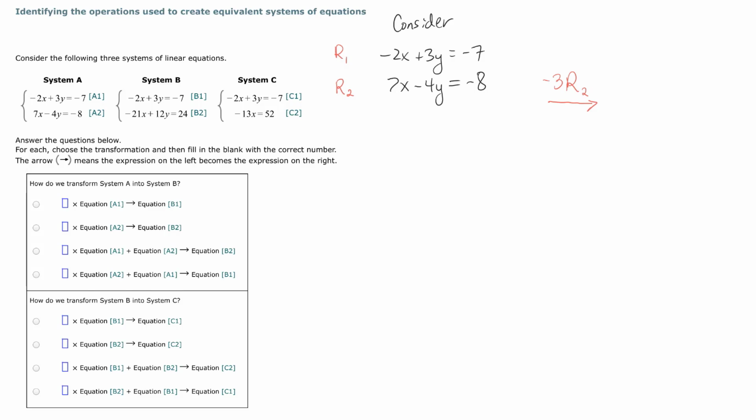It actually helps you prevent a lot of mistakes. The first thing we're going to do is we're going to keep row 1. Row 1 is not going to change. So we're going to do negative 2x plus 3y equals negative 7. And so you can see that the elementary row operation performed here has no effect to row 1. But we are going to change row 2. And row 2 is going to get a new equation. It's simply going to get negative 21x plus 12y is equal to 24. And so that is now what we call system B, according to what you're given.